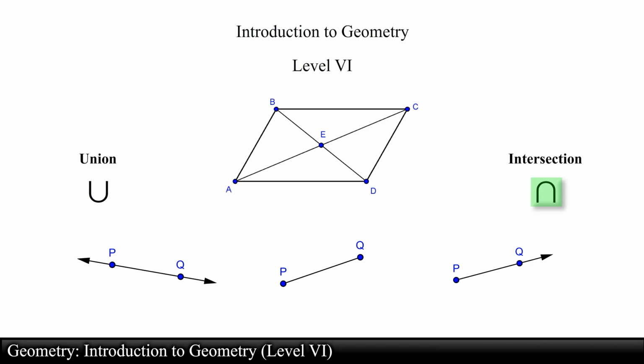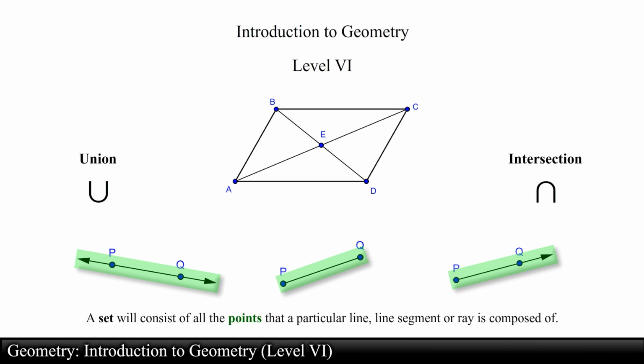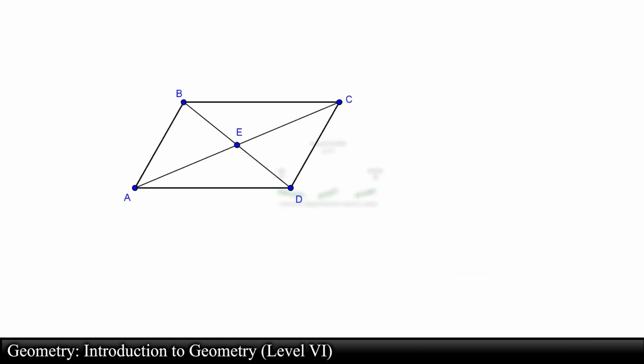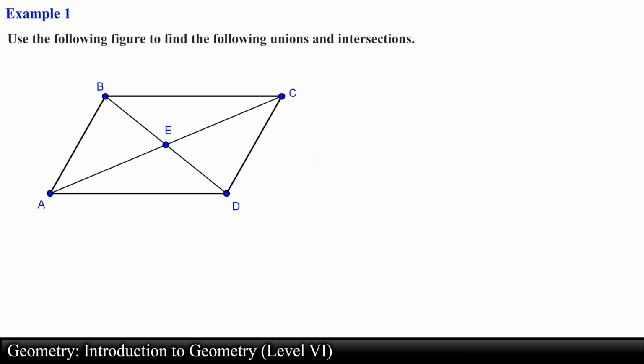It is important to understand that when we are dealing with lines, line segments, and rays, a set will consist of all the points that a particular line, line segment, or ray is composed of. For example, you can think of a line as a set of all points that extend infinitely in both directions. A line segment is a set of all points that starts at one point and ends at another point. And a ray is a set of all points that starts at one point and extends infinitely in one direction. With that said, let's go ahead and start with the first example.